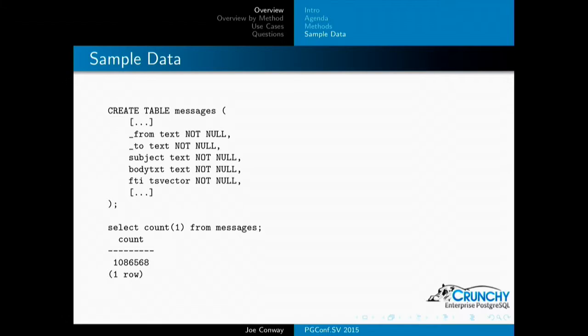This table contains all of the emails from the Postgres list for about the last 15 years or so, and it contains just over 1 million messages. That's going to be the basis of all the examples. I think it's somewhere around 85 or so gigabytes of data. So it's not huge, but it's not a toy database either.